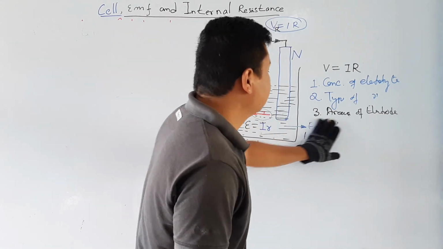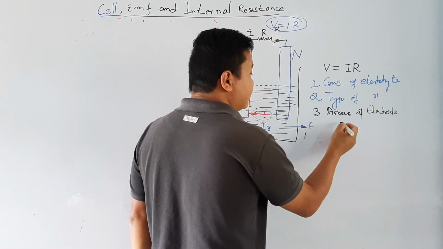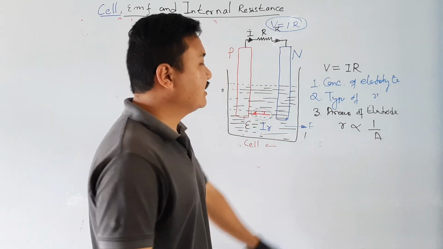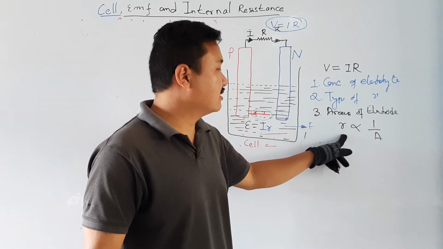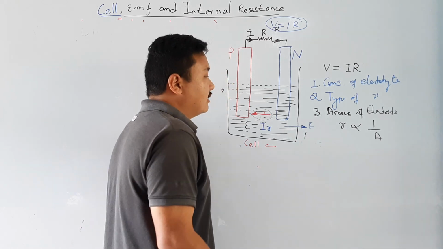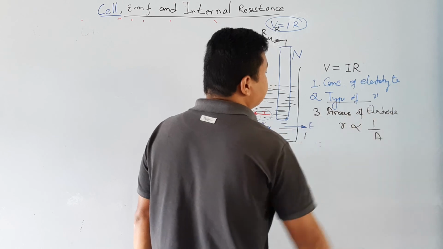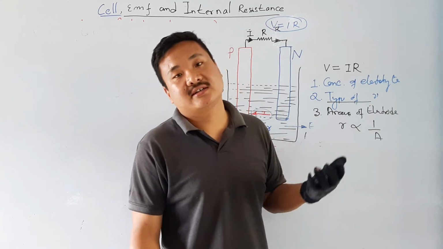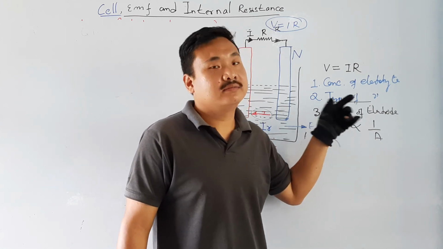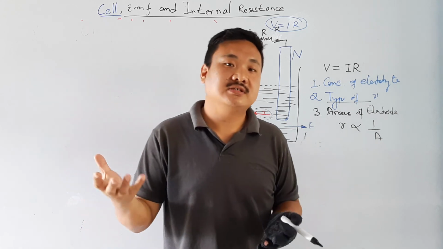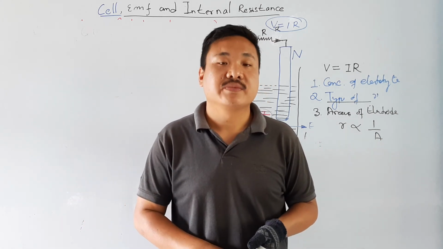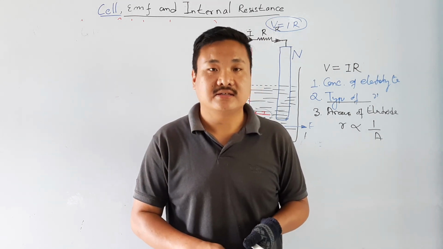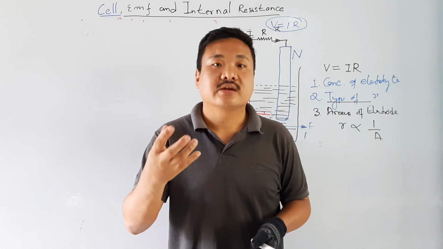In fact, the internal resistance r is inversely proportional to the area of the electrode. If the area is large, the internal resistance becomes smaller. I will also give you a hint on the type of electrolyte: some may have more conductivity, some may have less conductivity. So in the next topic, we will study the equation of internal resistance and the circuit equation.